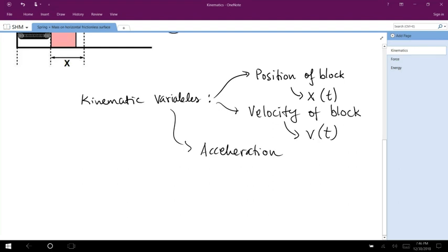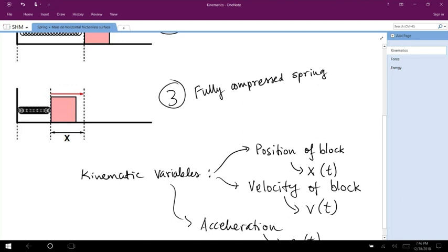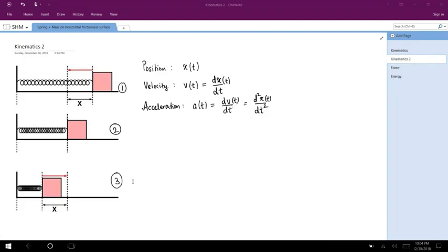Acceleration, and this acceleration of the block is also a function of time. So we have our kinematic variables: position, velocity, and acceleration. Position, x as a function of t; velocity, v as a function of t, which is also the time derivative of position; and acceleration, a as a function of t, which is the single time derivative of velocity and double time derivative of position.